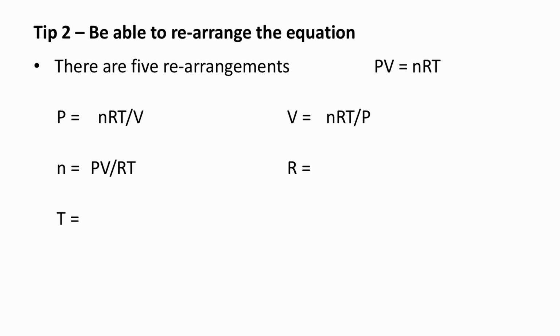To make n the subject, divide both sides by RT to give n is equal to PV over RT. To make R the subject, divide both sides by nT to give R is equal to PV over nT. And to make T the subject, divide both sides by nR to give T is equal to PV over nR.